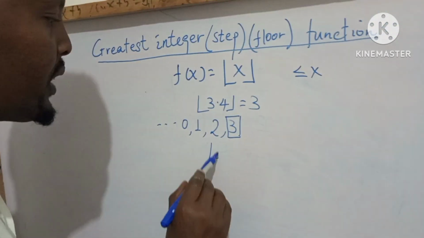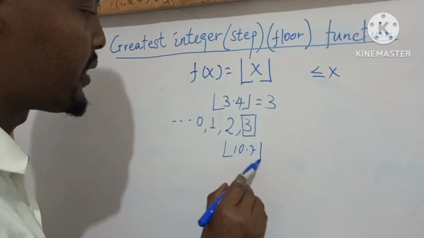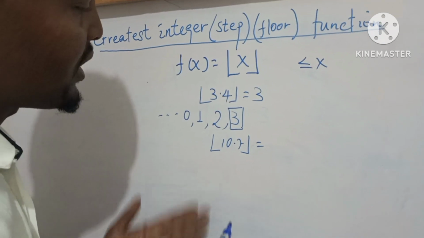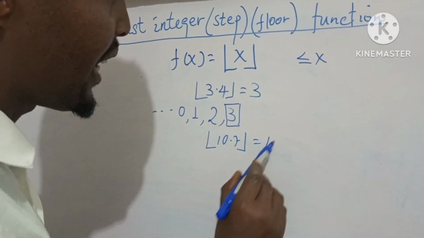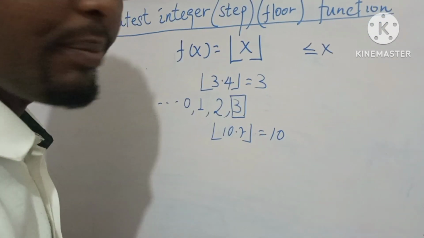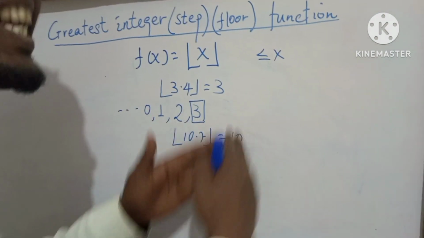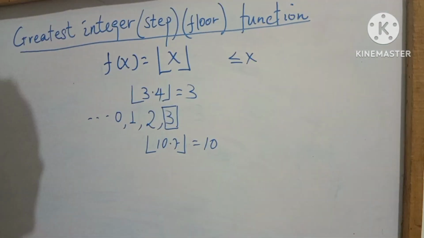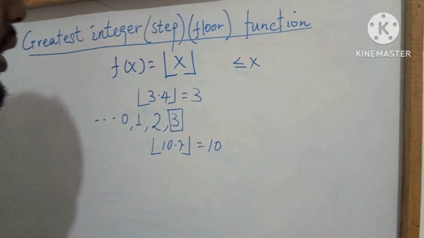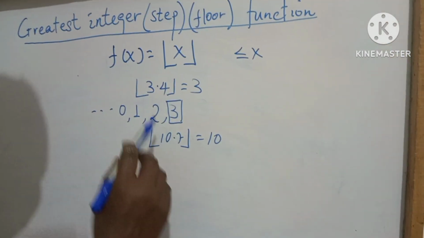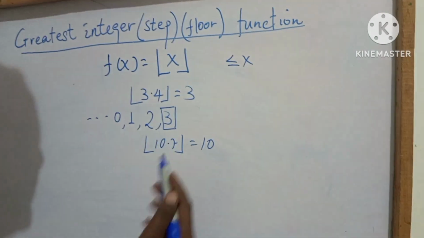At the same time, if we take 10.7, the greatest integer of 10.7 is 10, because 10 is an integer which is less than 10.7 and it is the largest one, it is the greatest one. So the greatest integer of 10.7 is 10.